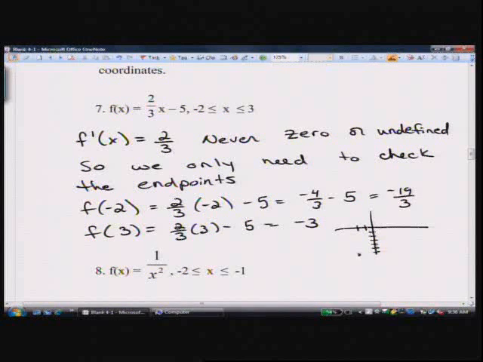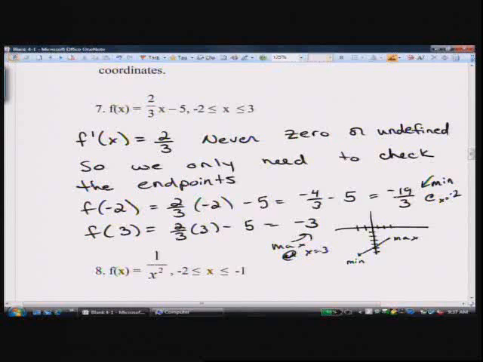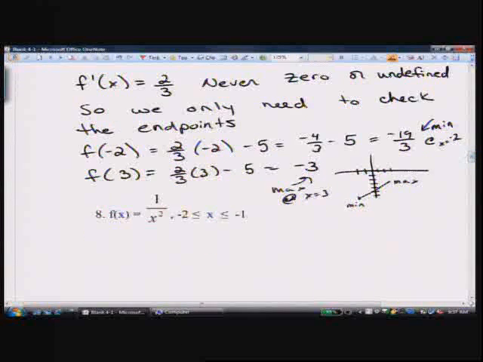So it looks something like this. Obviously, it's just a line. And so clearly, this is the min, right? And this is the max. So this is our minimum value. We have a min of -19/3 at x equals -2. And we have a max of -3 at x equals 3. Okay? Maybe number 8 will be more exciting.